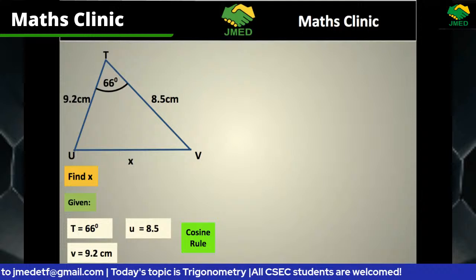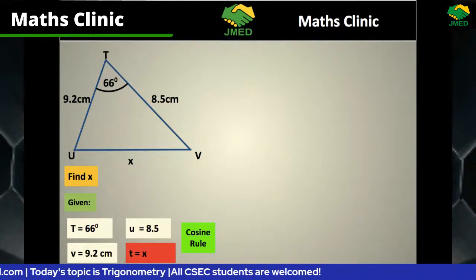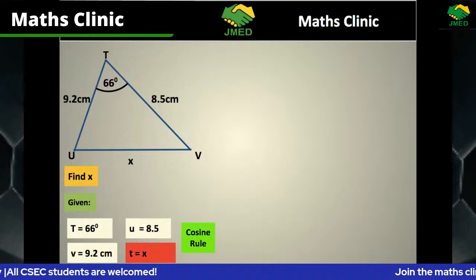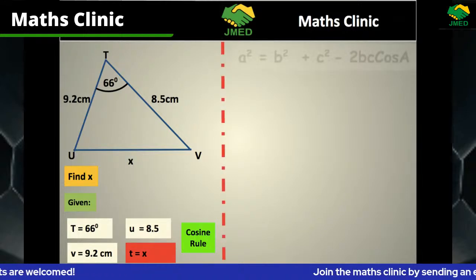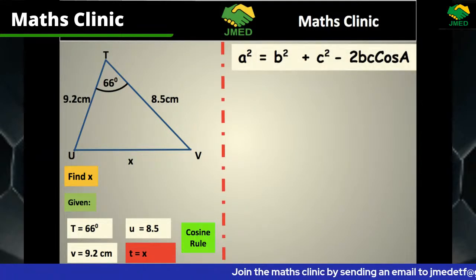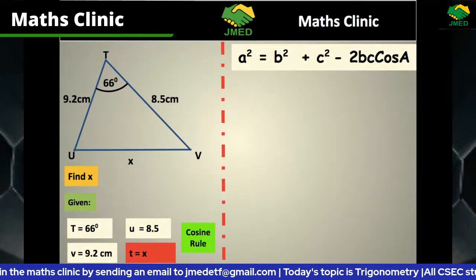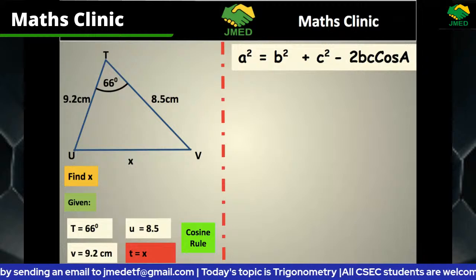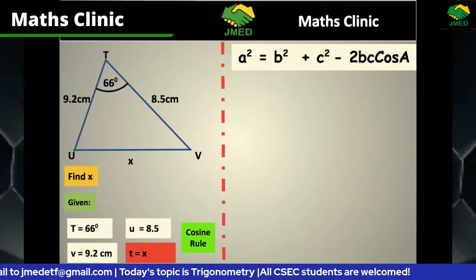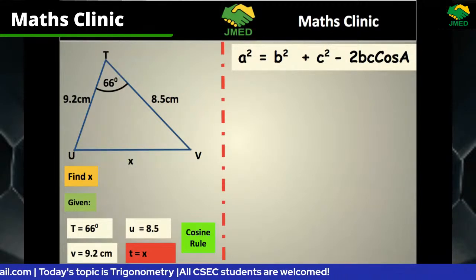Let's get back. So we know it's a cosine rule, all right? And we're finding x. So we know it's a cosine rule. Let's have a look. This is the formula. We don't have to study the formula. We just need to learn how to use the formula. The formula is given in the exam. So it's not something you need to sit there and study. It's just given to you. So you just need to learn how to use it.